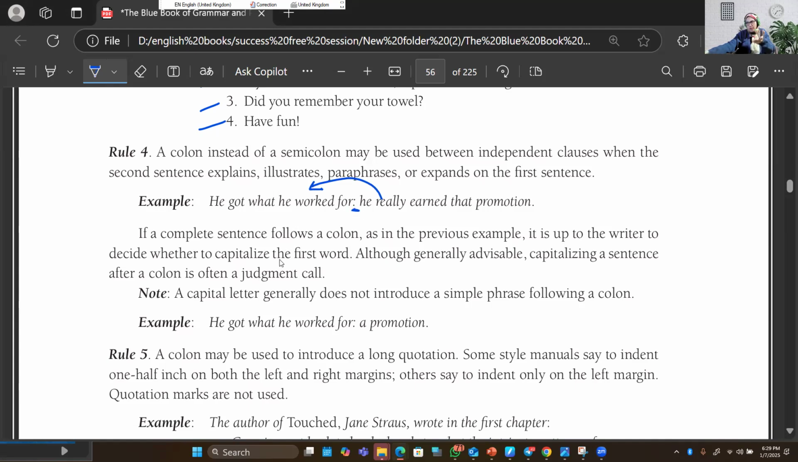As we have said, a colon means that is to say, or I meant, blah, blah, blah. Okay? If the explanation is just a word, not a full sentence, you have to use a colon, like this one. He got what he worked for: a promotion. That is to say, a promotion. I meant a promotion.